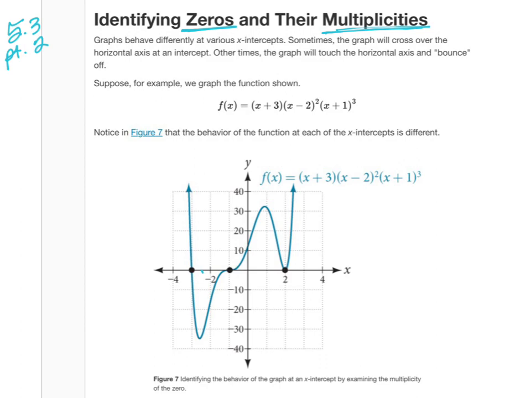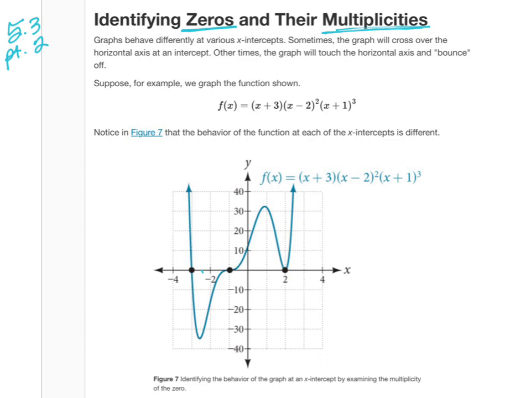So it says, if we graph this function that's shown right here, look at this function. This is our function. F of x equals x plus 3 times x minus 2 squared times x plus 1 cubed. If I went ahead and expanded this polynomial, these are linear factors, right? Can you see x plus 3, x minus 2, x plus 1? Those are the factors that this polynomial is broken down into.